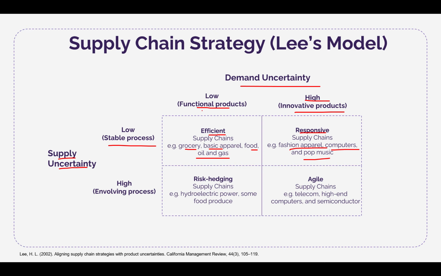However, if demand is stable, a functional product, but has high supply uncertainty, we can use risk-hedging supply chain. For example, some food produce.